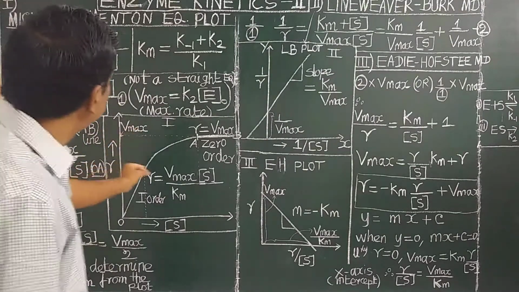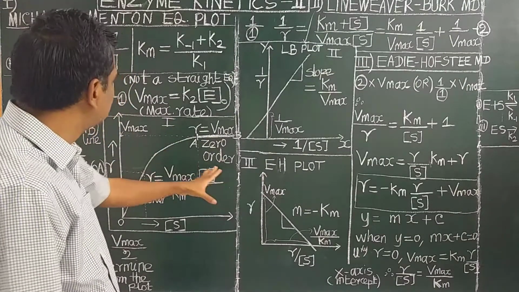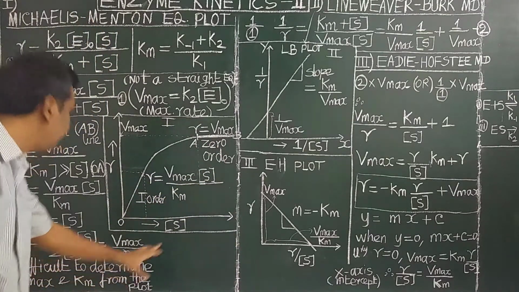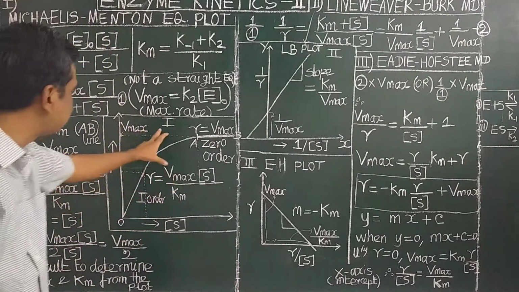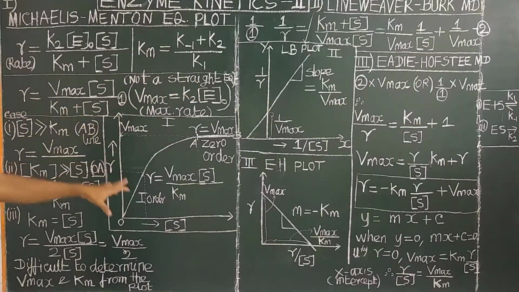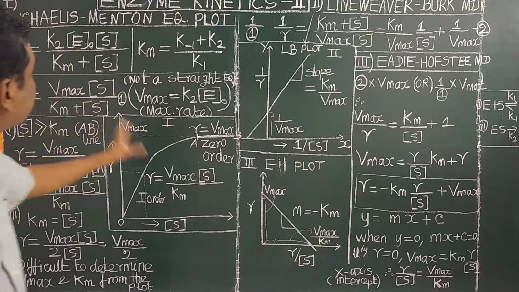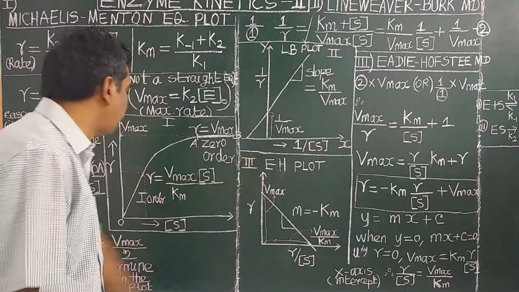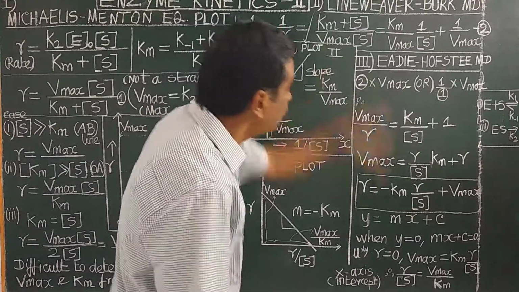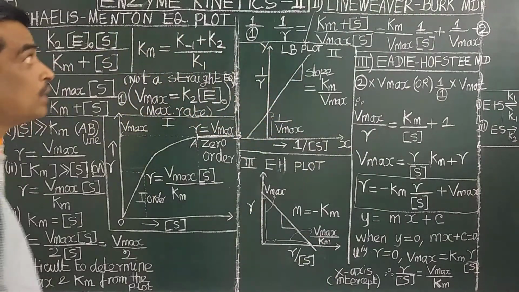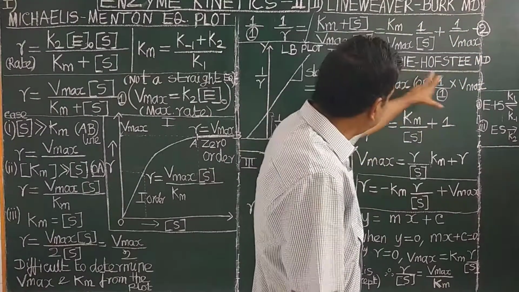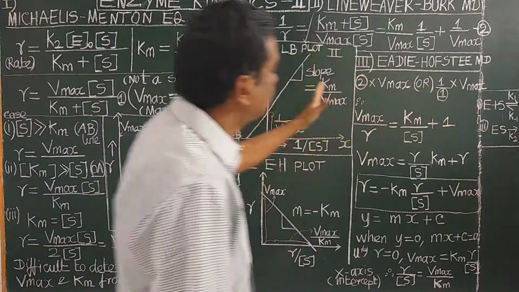Using this Michaelis-Menten equation, a straight line is not obtained. Therefore, it is very difficult to determine Vmax and the Michaelis-Menten constant from the Michaelis-Menten plot. Okay. Therefore, there are two other methods: the Lineweaver-Burk plot and the Eadie-Hofstee plot were used.